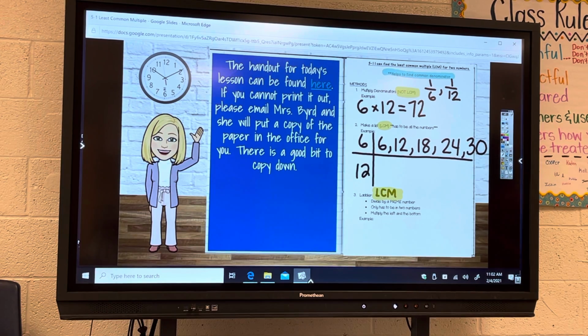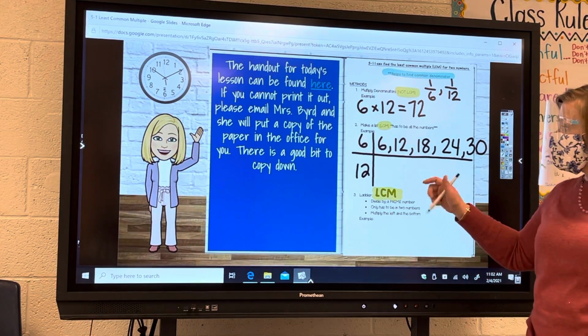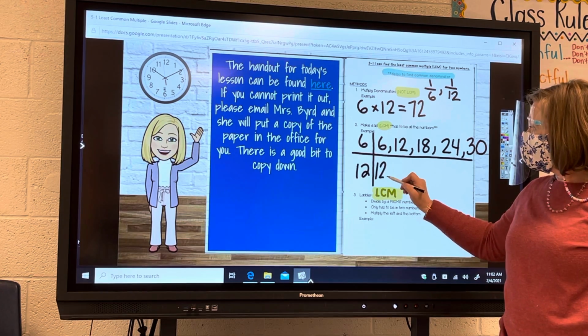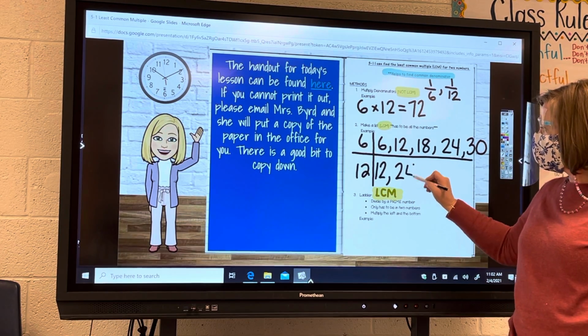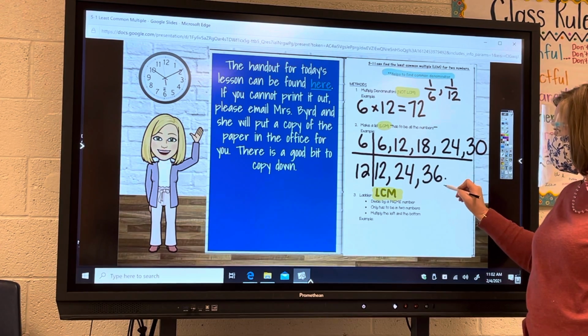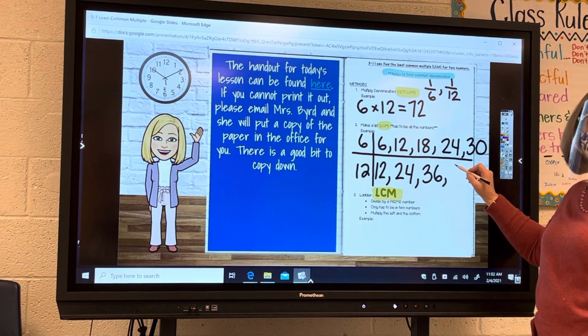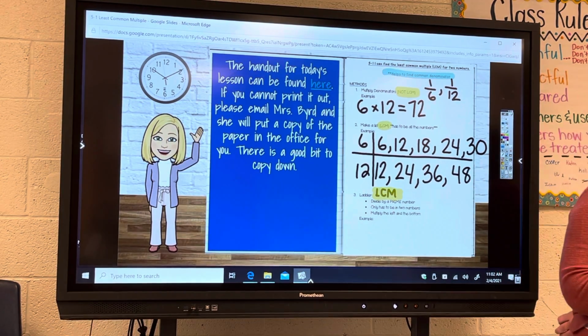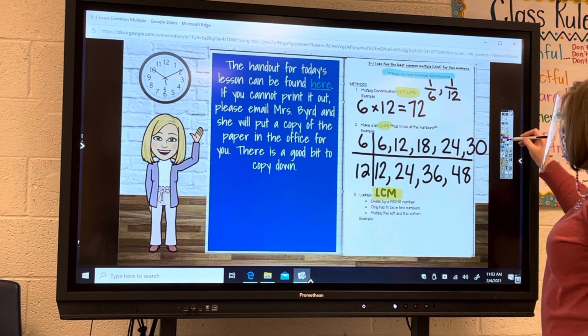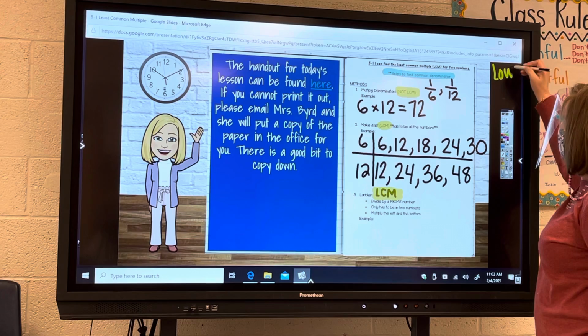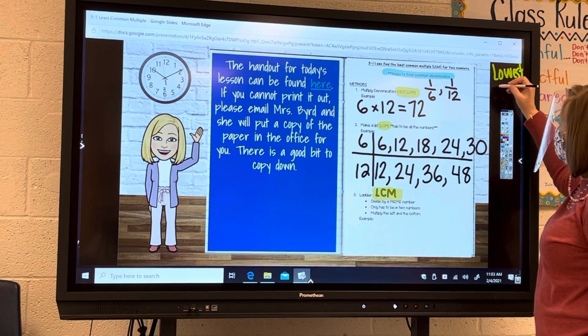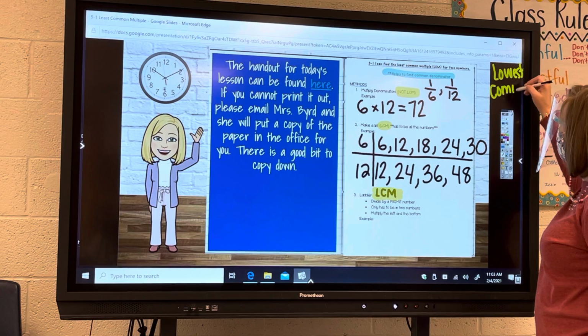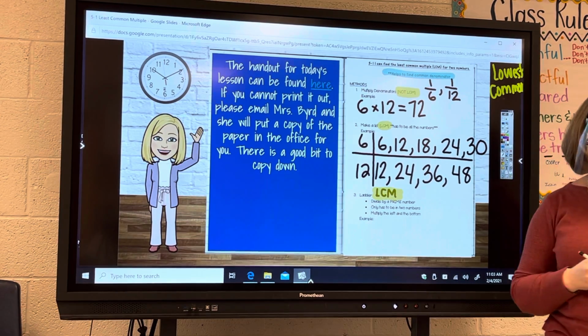All right? Now, let's count by 12s. What am I going to start with? 12, 24, 36, 48. Gets hard, doesn't it? 60. Gets a little difficult, right? So now what we've got to find is, remember, we're looking for the lowest number that they have in common, all right?